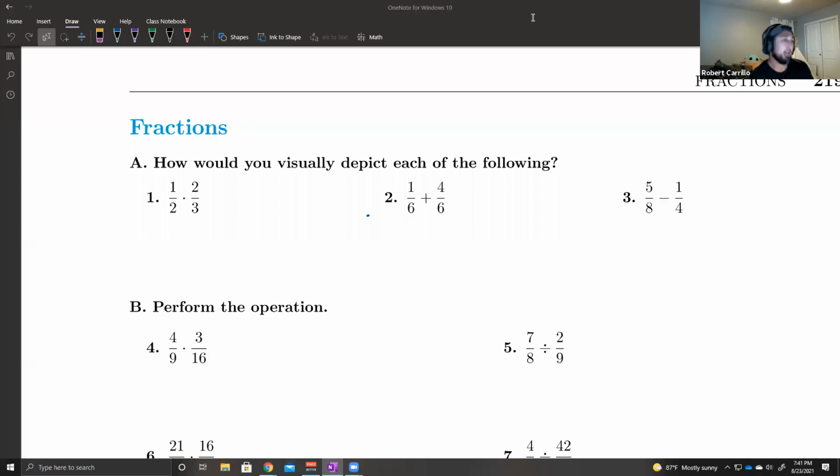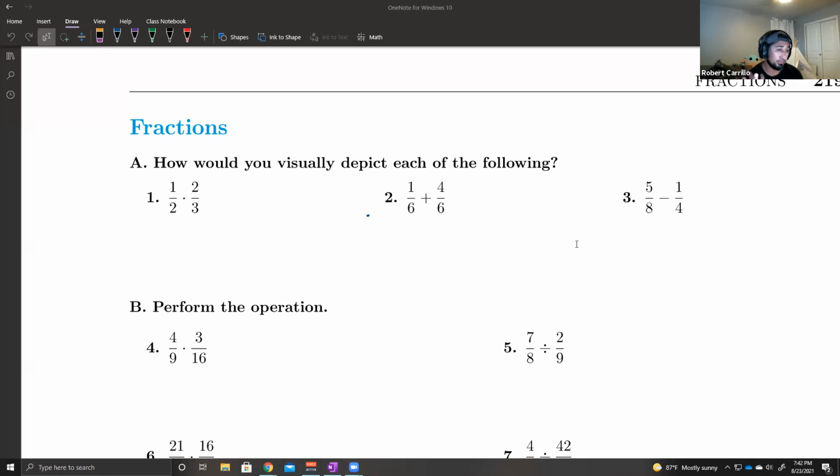Okay, so here's our first set of notes, our first lecture, and it's going to cover fractions and word problems with fractions. So in A, it says, how would you visually depict each of the following fraction operations? I guess we could say there's not really math involved here. It's just a thought. There is no wrong answer.